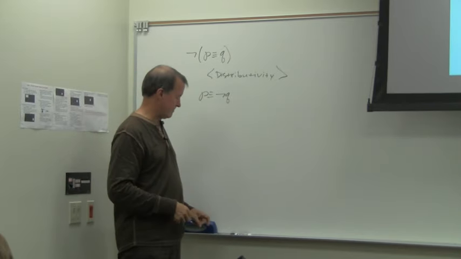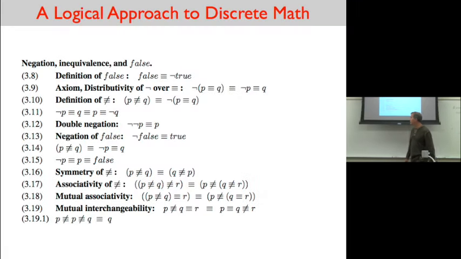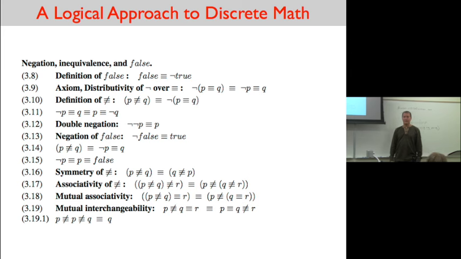It's on the difference between 3.18 and 3.19. Aren't they the exact same thing, but with parentheses? Well, 3.17 and 3.18 are associativity, and in those we need the parentheses there because. Parentheses don't change the precedence. If you put parentheses around a bunch of equivalences, it doesn't do anything.